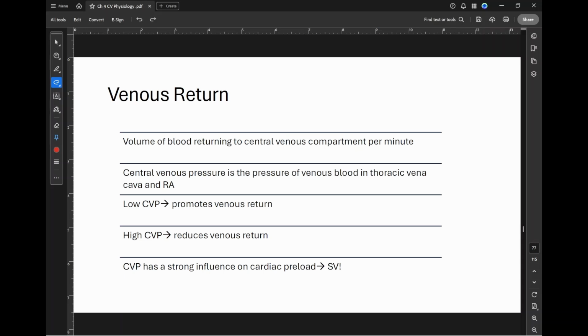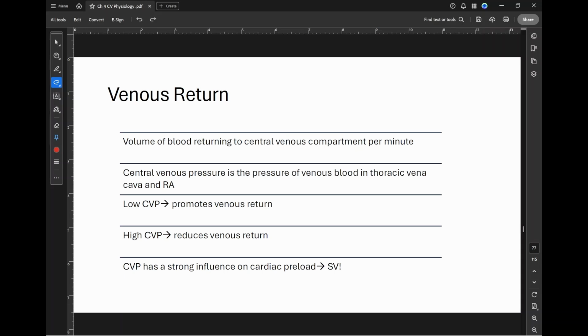We measure central venous pressure, and that's the pressure of the venous blood, mainly in the thoracic vena cava and the right atrium. This is where different catheters come in with ICU patients. You can't measure venous pressure unless you have a catheter on the venous side, on the right side of the heart. So that's why central lines go into the jugular, because they can go right down the superior vena cava, right into the right atrium, and now we can start measuring what your central venous pressure is. What's the pressure in the venous system? Why is it important to know what the pressure is in the right atrium?